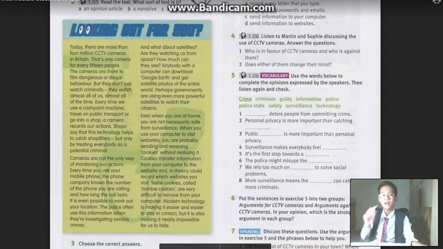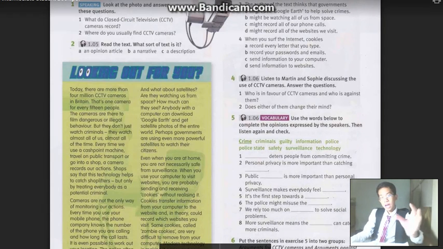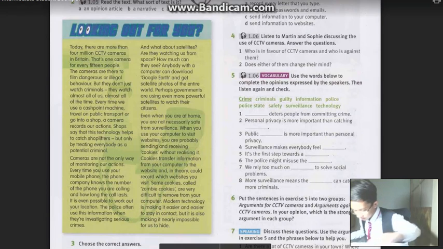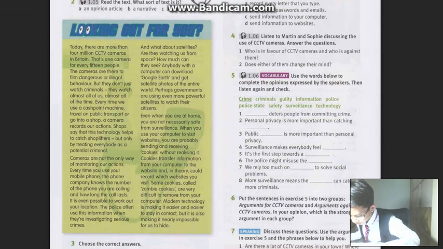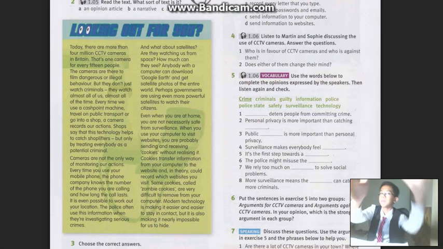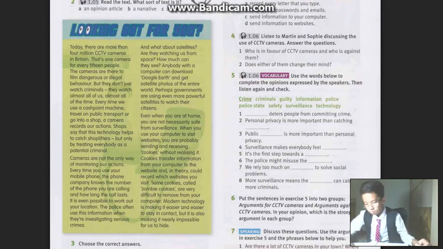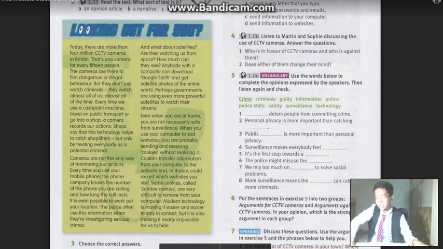Okay, so let's go to the last paragraph. But first we have to read number 4. When you surf the internet, cookies A, record every letter that you type, B, record your passwords and emails, C, send information to your computer, or D, send information to websites? Let's read. Even when you are at home, you are not necessarily safe from surveillance. When you use a computer to visit websites, you are probably sending and receiving cookies without realizing it. Cookies transfer information from your computer to the website. So it is D. When you surf the internet, cookies send information to websites. D.